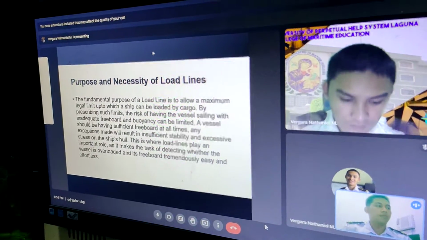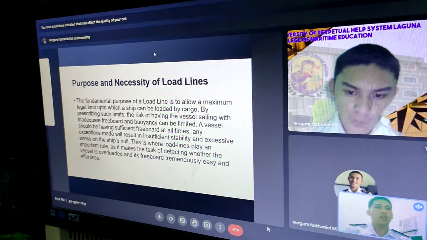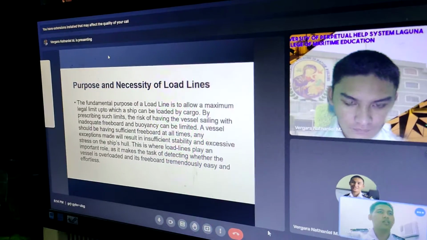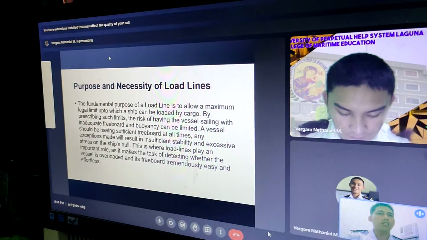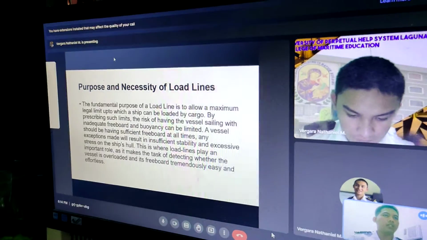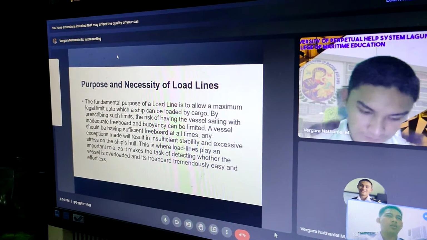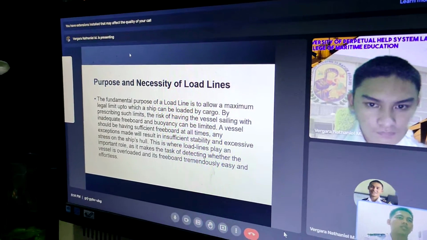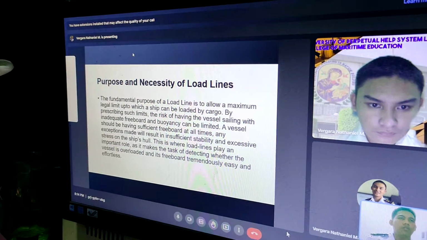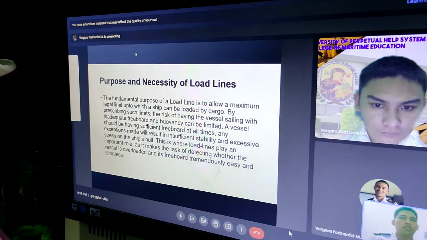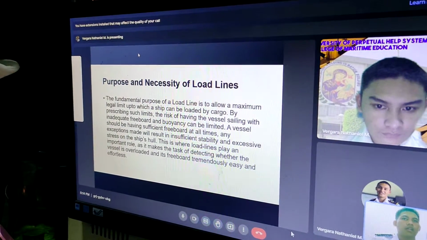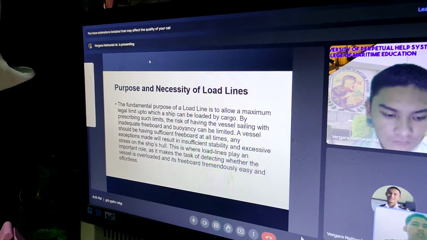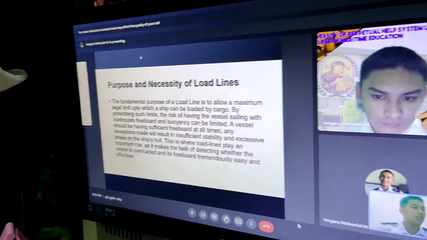Purpose and density of load lines. The fundamental purpose of a load line is to set a maximum legal limit up to which a ship can be loaded with cargo. By prescribing such limits, the risk of having a vessel sailing with inadequate freeboard and buoyancy can be limited. A vessel should have sufficient freeboard at all times. Any exception made will result in insufficient stability and excessive stress on the ship hull. This is where load lines play an important role, as they make the task of detecting whether the vessel is overloaded or has reduced freeboard tremendously easy and effortless.